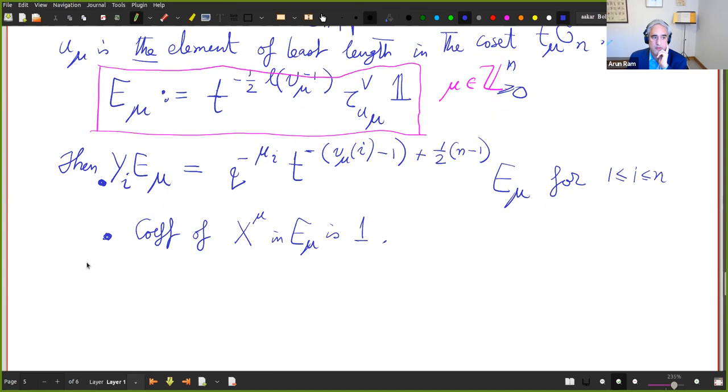The thing which has to be done is to write down u mu for mu in an arbitrary n-tuple. The way it is set up, u mu, you could write this pi inverse pi. Everything has an expression, and you can just take that definition, right? Will that work or will that not work? This definition that you have given, the element of least length in this coset, that will work for arbitrary mu. That will work. Okay.